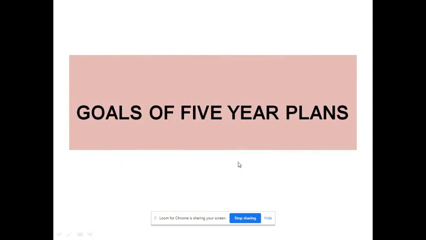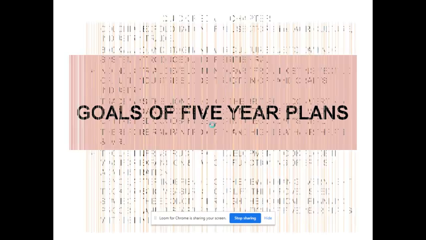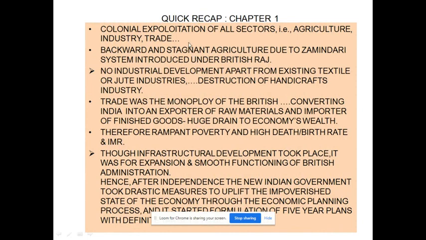The first topic that will be discussed in Chapter 2 is the goals of India's 5-year plans, which helps you to understand the process of economic planning pursued by the Indian government just after independence. But before going into the details of goals of India's 5-year plans, let us first have a quick recap of chapter 1, because it is necessary for you to recapitulate some main points of chapter 1 as it helps you to understand chapter 2 better. So let us quickly go through the points.